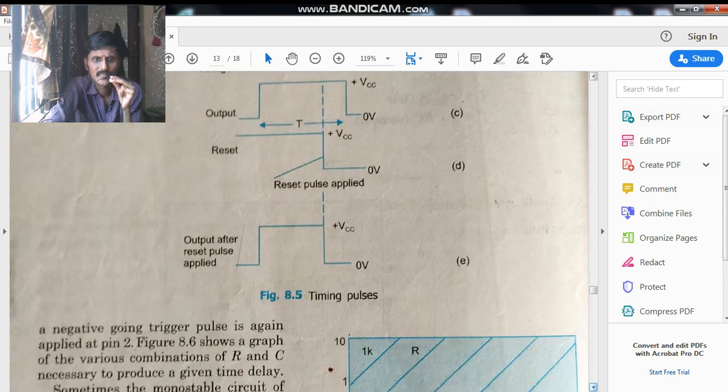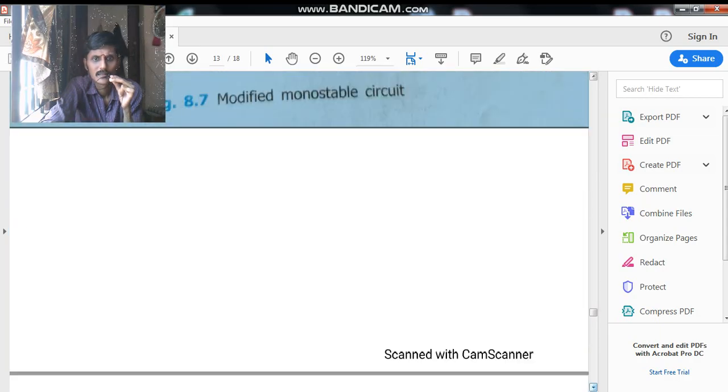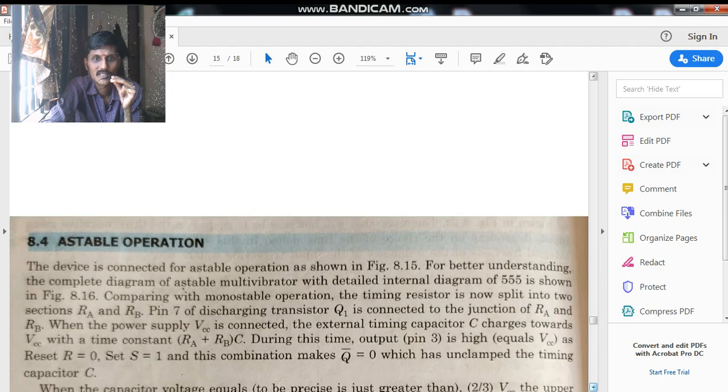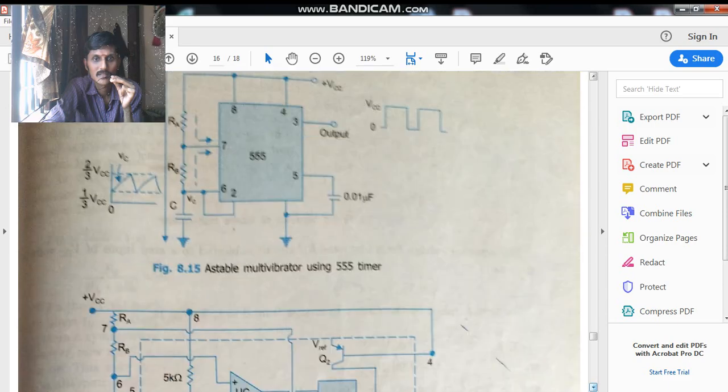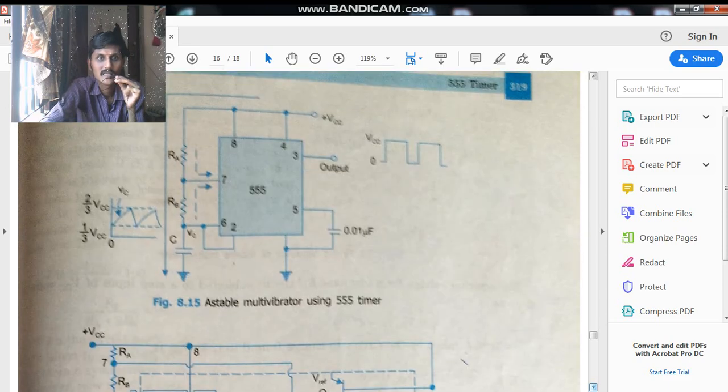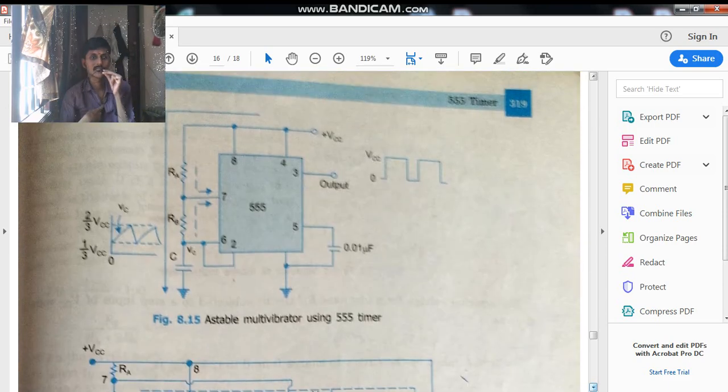First we discuss the astable operation. In astable operation, it consists of a functional diagram. This diagram we already discussed in your laboratory classes. You just hook up the circuit and then judge the frequency. The second pin is the input, based upon the capacitor charging and discharging. The third pin is the output, and we are getting the square wave output.